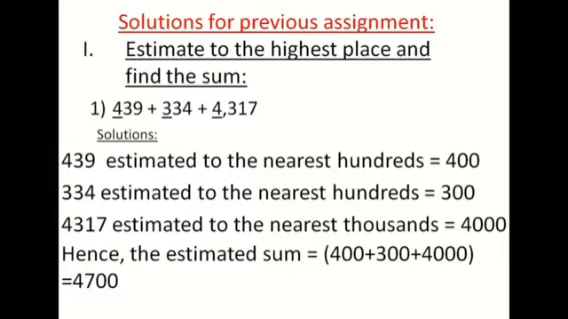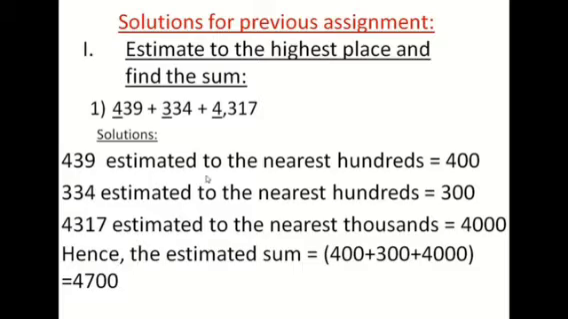First main, estimate to the highest place and find the sum. Question number 1: 439 plus 334 plus 4317. So you have to estimate to the highest place and then find out the sum.